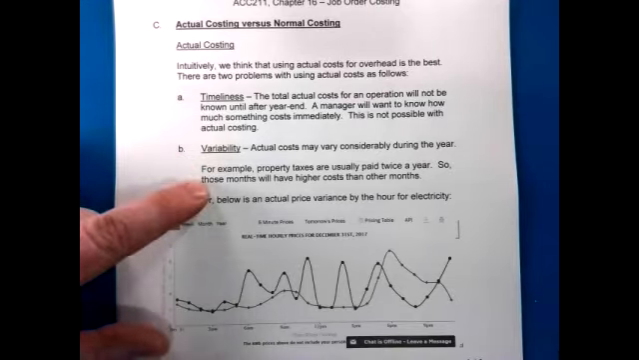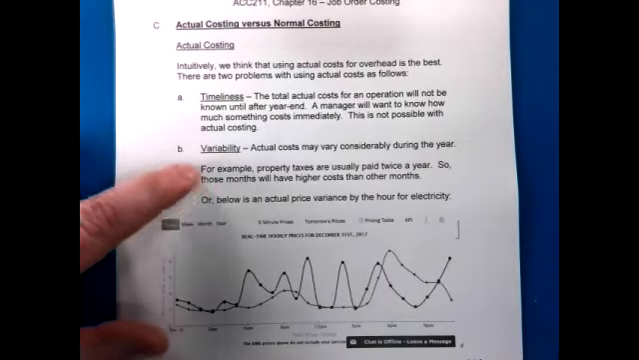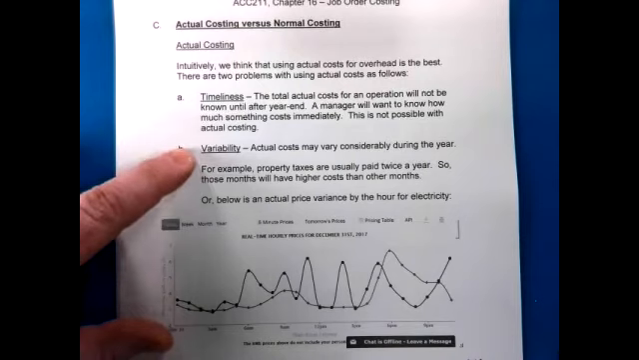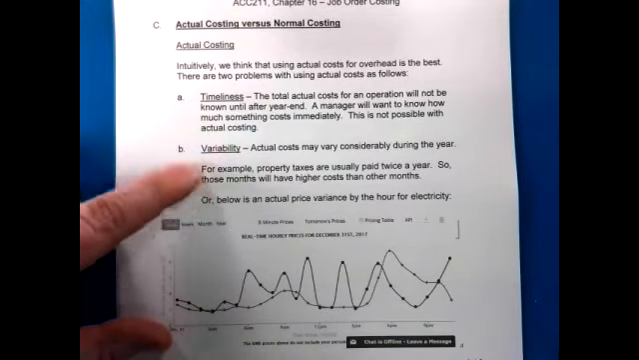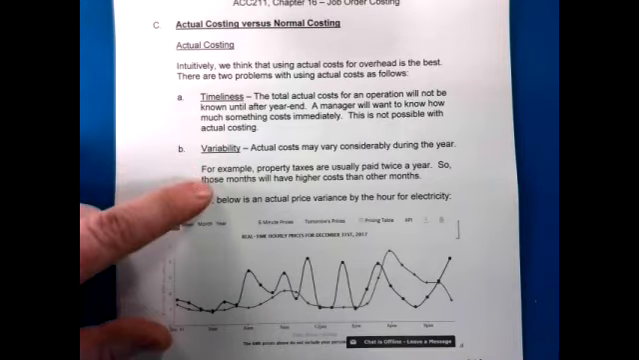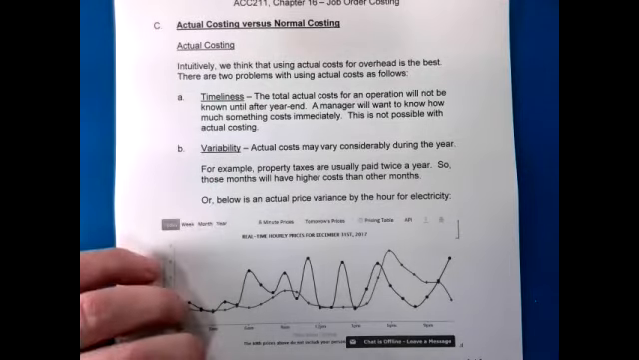Property taxes are usually paid twice a year. Some places are paid once a year. So if you take the actual cost for whatever month you pay the property tax in, those items are going to look like they're very expensive. When actually they're all made in the same building. So because it varies so much between the months, you can't really do it by the month. You have to do it by the year to get a total.